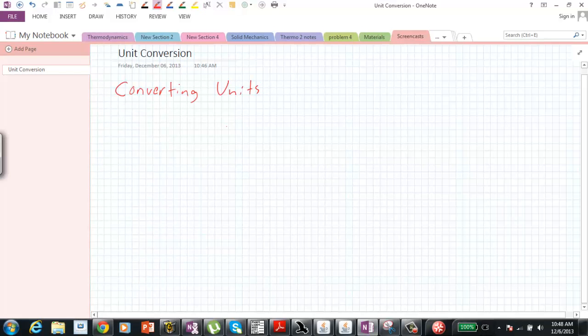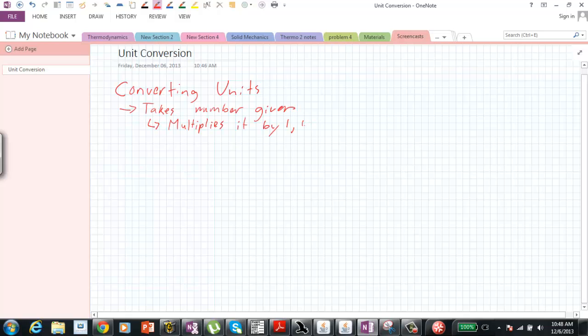So for this screencast, what we're doing is we're converting units. And what this entails is it takes a number that we're given, we're multiplying it by 1, and we're basically establishing a unit equivalency to be able to multiply it by 1. And we'll output that value in useful units for what we need.